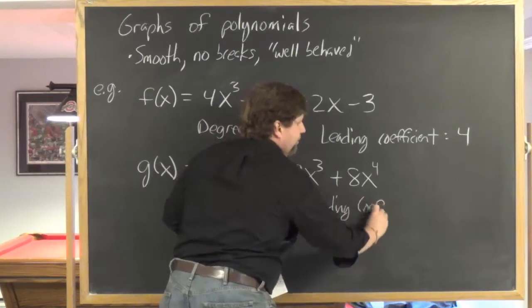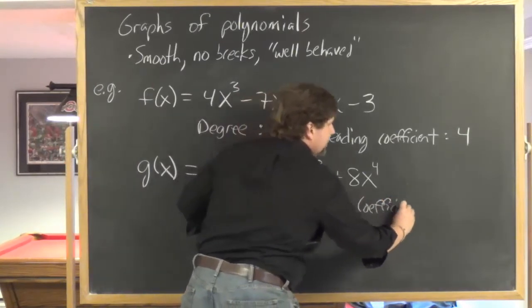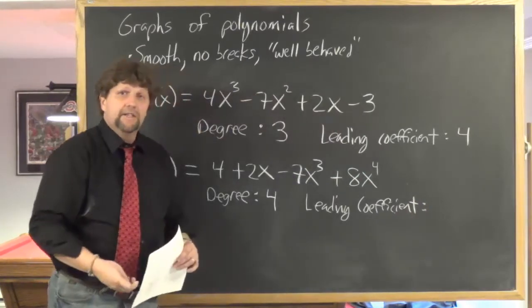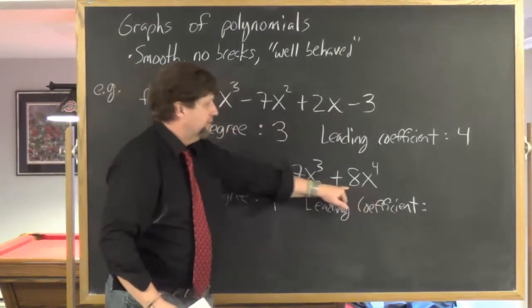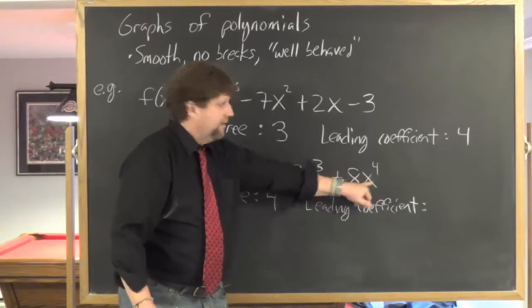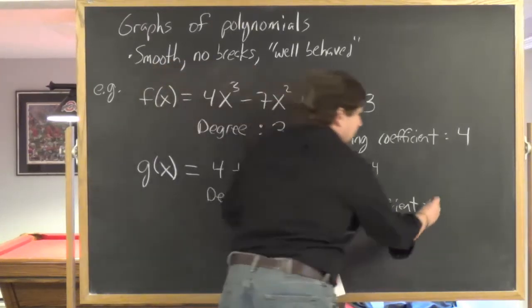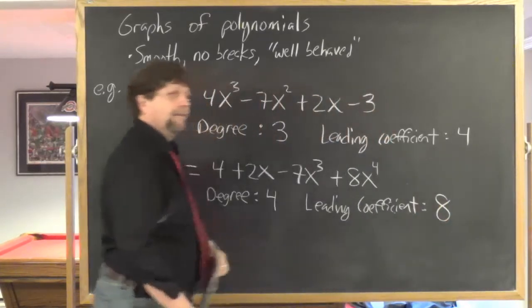The leading coefficient. Remember, the leading coefficient is the coefficient that's with the term that is telling us the degree. This is the term telling us the degree is 4. The coefficient of that term is 8. So the leading coefficient is 8.